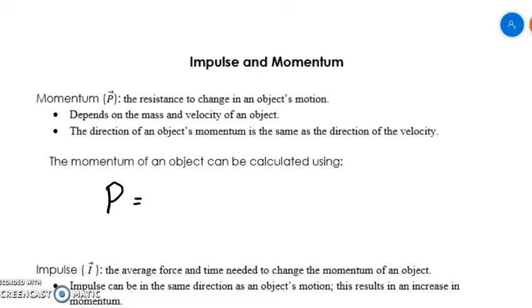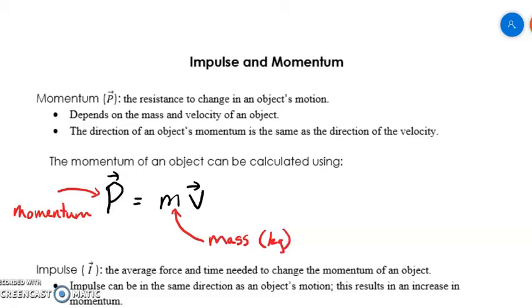P equals mv, where P is momentum. Isn't that fun? P for momentum. Spelling means nothing to physicists, I guess. This is momentum, and we're going to talk about the units of that in a second. This here is mass, that's in kilograms. And this part is velocity, and that is in meters per second.